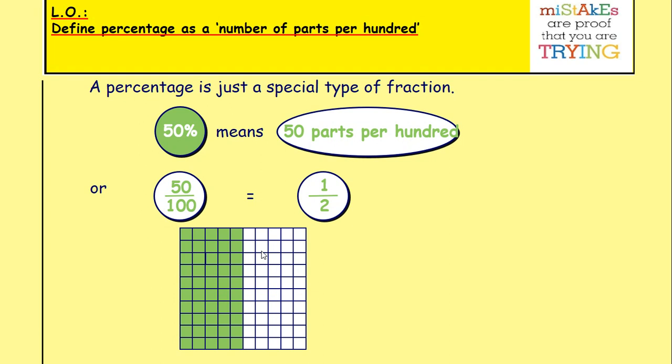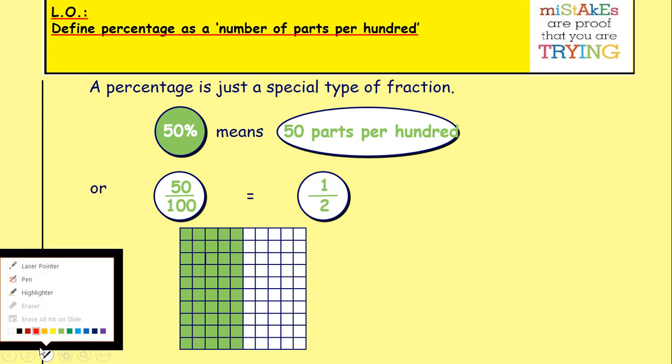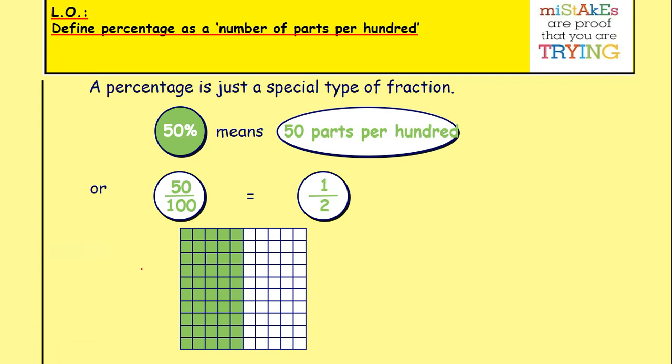Now, how did we arrive at this half? If we check it, 50% is 50 above 100, and we can divide 50 and 100 both by 2, because 2 is a factor of 50 and 100. Half of 50 is going to be 25. Half of 100 is going to be 50.